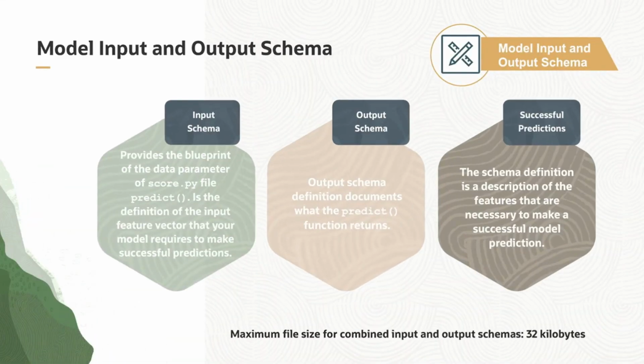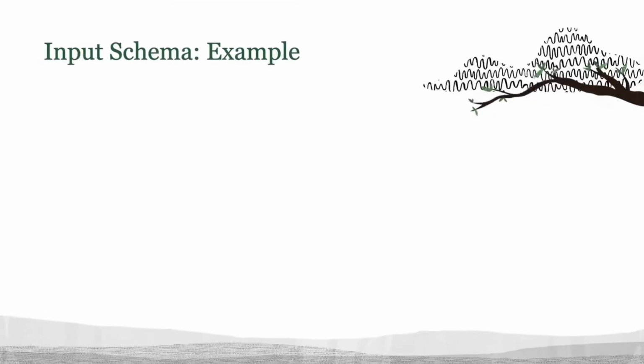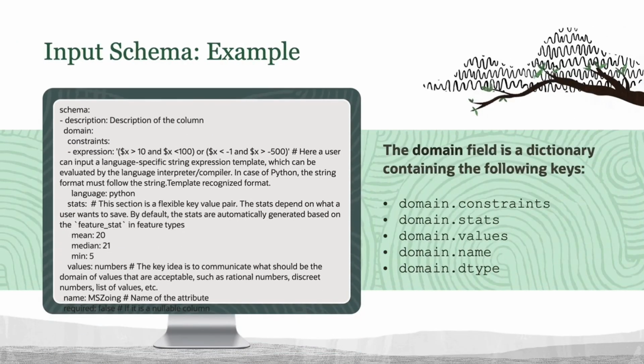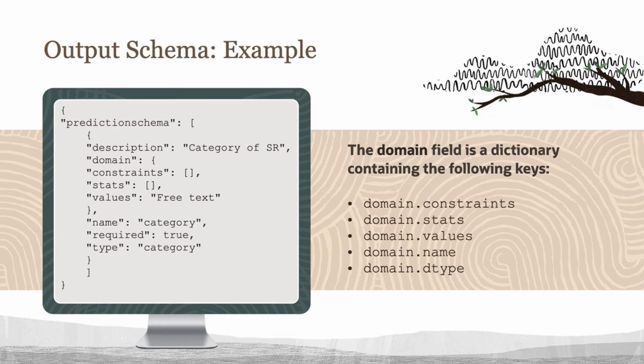The schema definition is a description of the features that are necessary to make a successful model prediction. The schema definition is a contract that defines the required input payload that clients of the model must provide. Input and output schema is used only for documentation purposes in this release of the model catalog, and the output schema may not always be a necessary parameter. Here is an input schema example for you to review. And here is an output schema example for you to review.